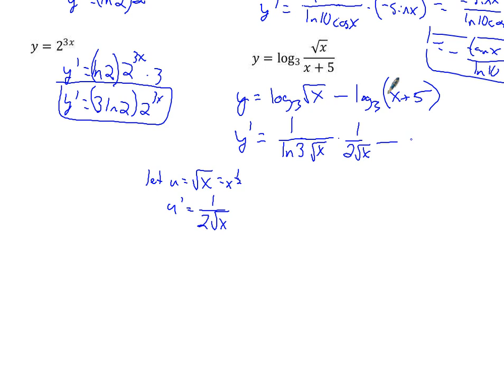So on this one, we also have a u situation. So let u equal, and you could use a different letter if you wanted to. That'd be fine. You could use v. Typically, we'll go to v. But u is fine. So x plus 5, which makes u prime equal 1. Kind of easy. So what do we get here? 1 over natural log of 3 times x plus 5, times u prime, which is 1.